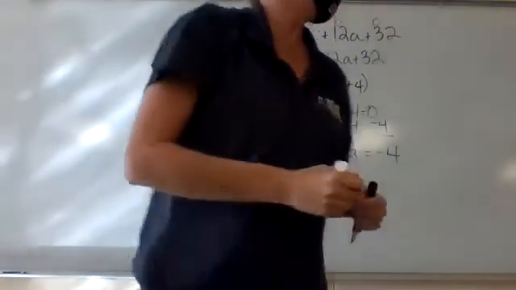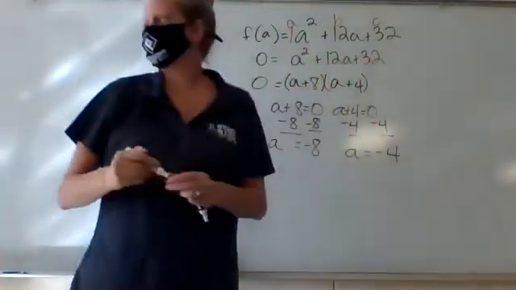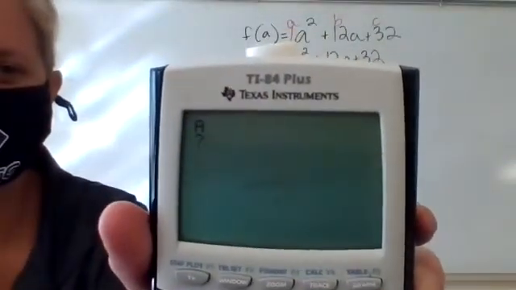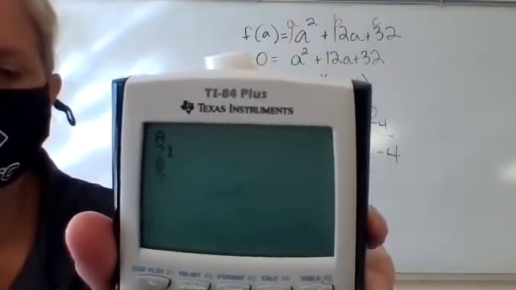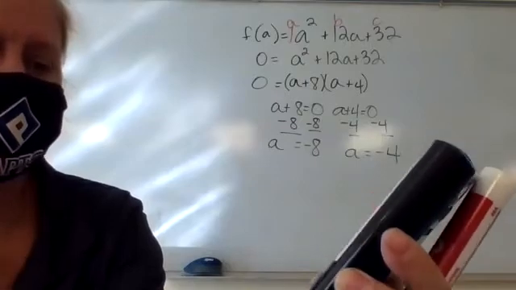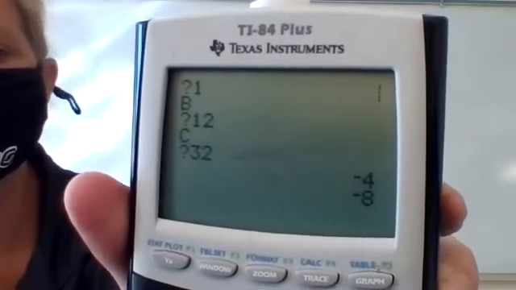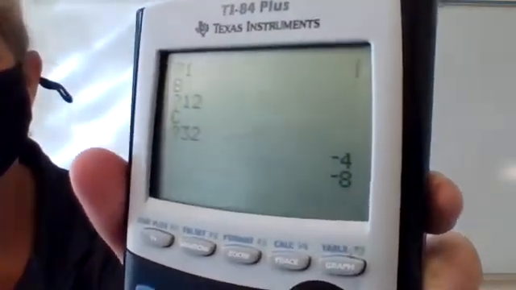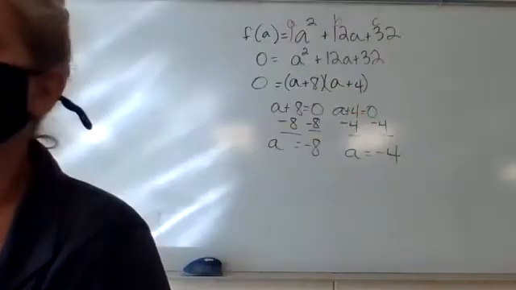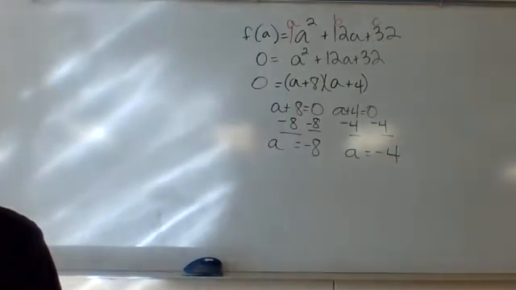So your A, B, and C are 1, 12, and 32. So if you're punching that in, A is 1, B is, let's say, 12, and C is 32. And then hit enter, and there is your -4 and -8. So if you have that quad program, it's just simply punching it in. Definitely a time saver.